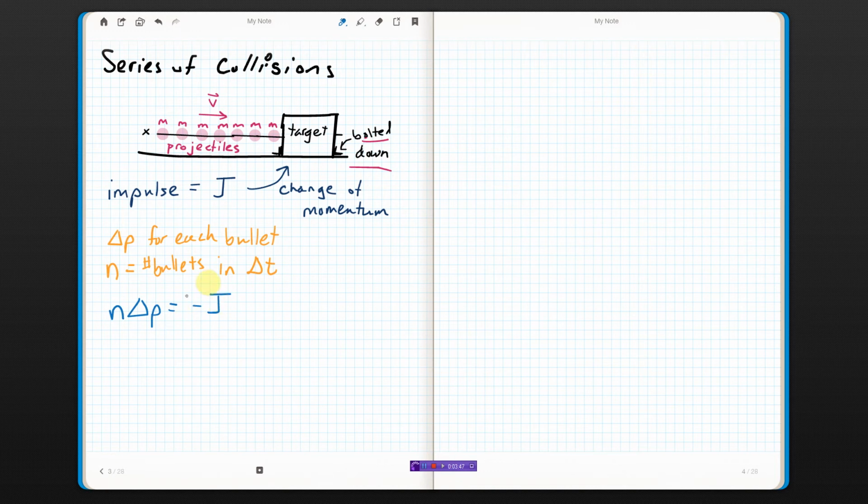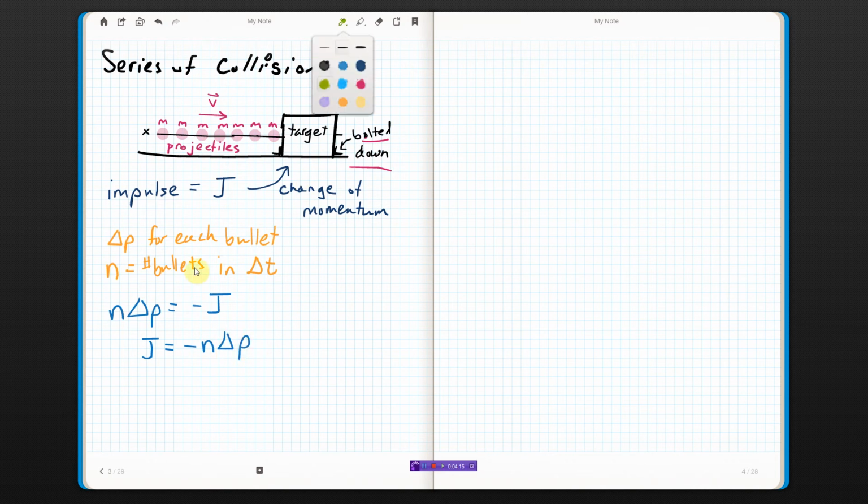Okay? So what I end up with is the change in momentum of bullets in a time delta T would equal the same magnitude change in the target, but just the other way. Okay, I hope that makes sense. I'm going to just rearrange that so that I have the J in front. I'm not doing anything special. I'm just writing it the other way, and I'm changing the negative to be on the other side. That's all I'm doing for that.